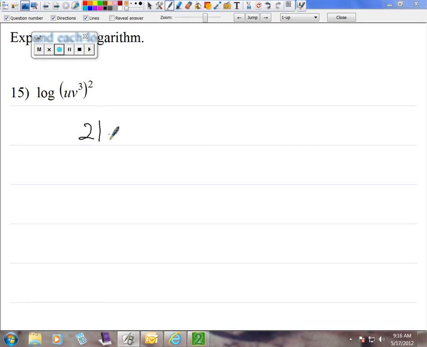2 log U plus 6 log V. Bless you. How many got that right? Excellent.